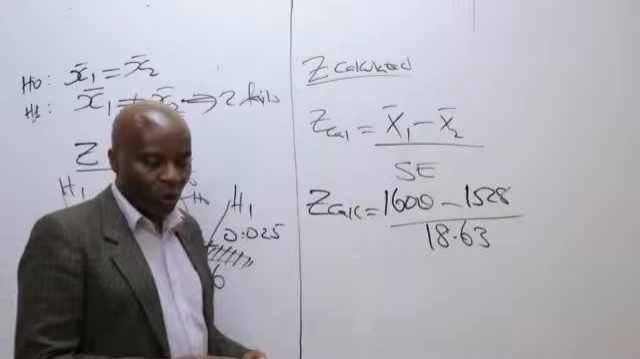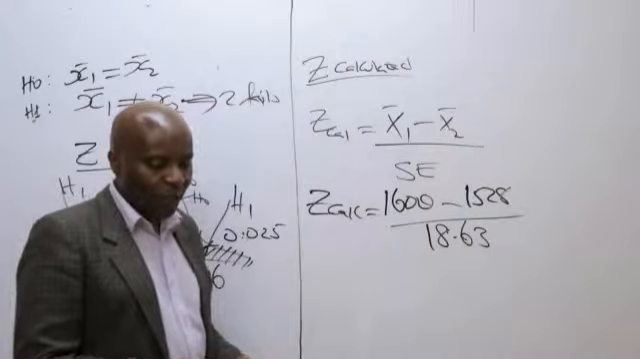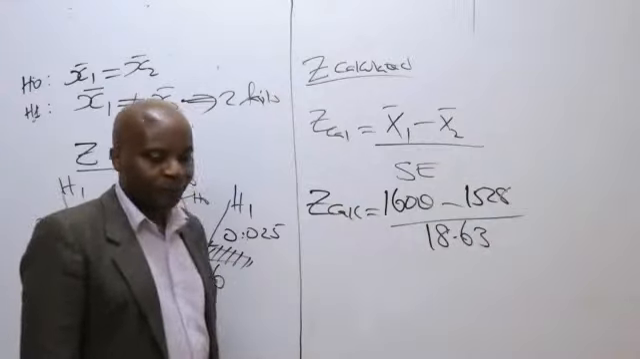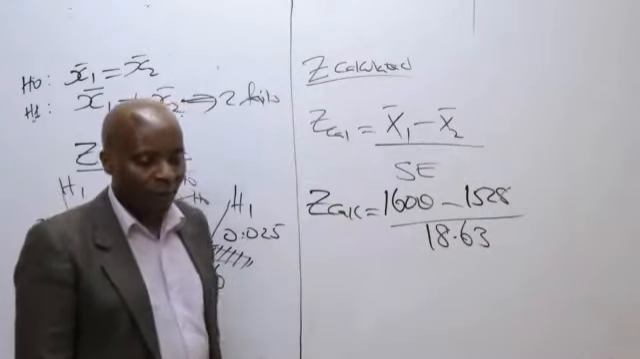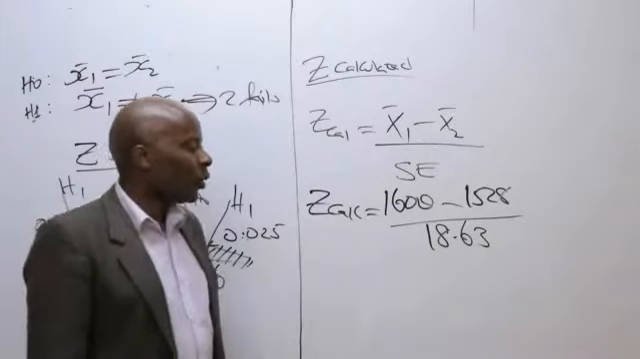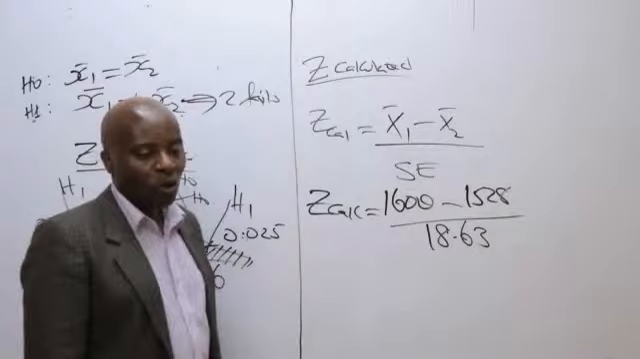HP, you have to check your answer. 18.1 is quite off. I know it's near, but 18.1 is quite off. So I want someone to give me the final answer of Z calculated.